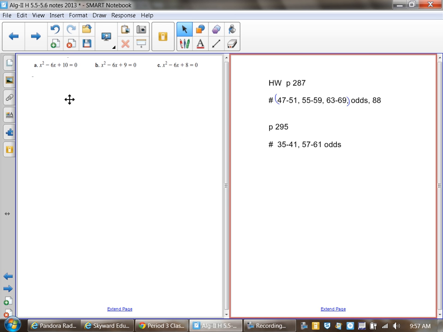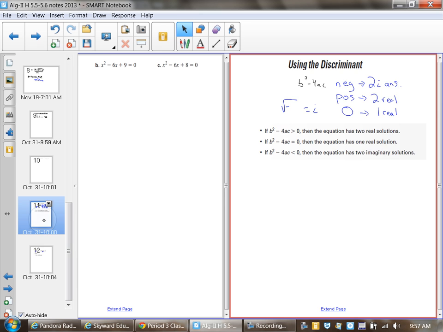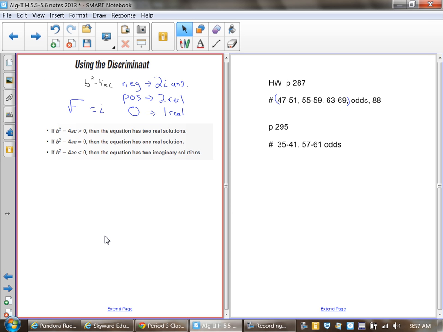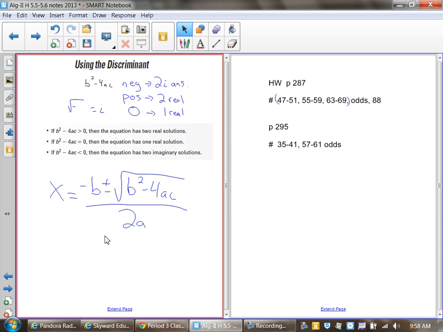We get out of here at 10:04. 10:05. Remember, you don't have this written down: x equals negative b plus or minus square root b squared minus 4ac. Oh, so they make you memorize that in math school? Yes, we had to memorize that.